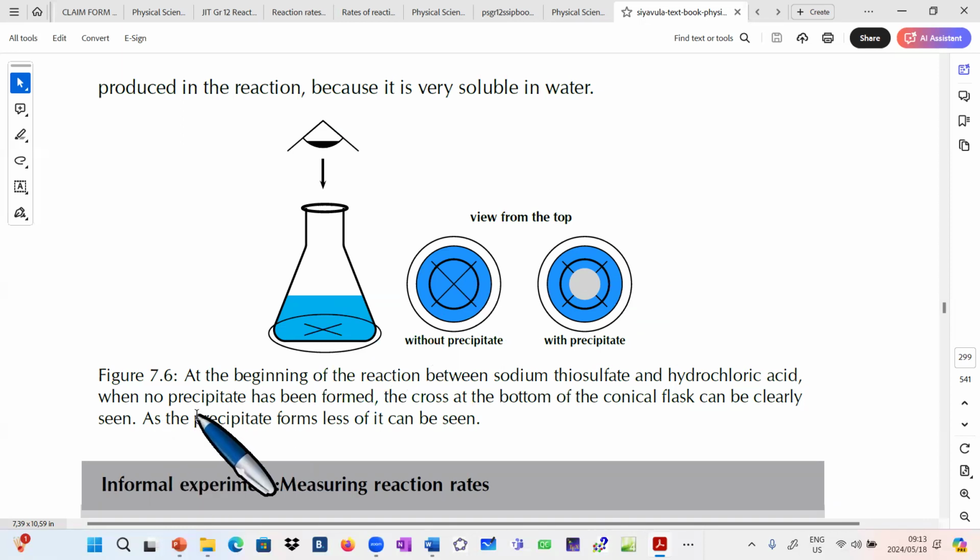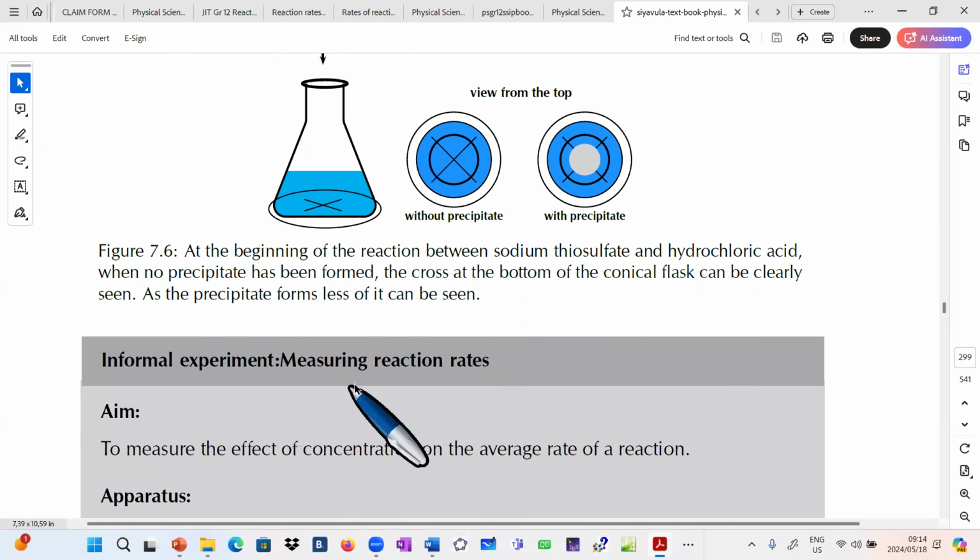Now, at the beginning of the reaction between sodium thiosulfate and hydrochloric acid, when no precipitate has been formed, the cross at the bottom of the conical flask can be clearly seen. As the precipitate forms, less of it can be seen. View from the top: without precipitate, it's very clear. With the precipitate, less of the cross can be seen.